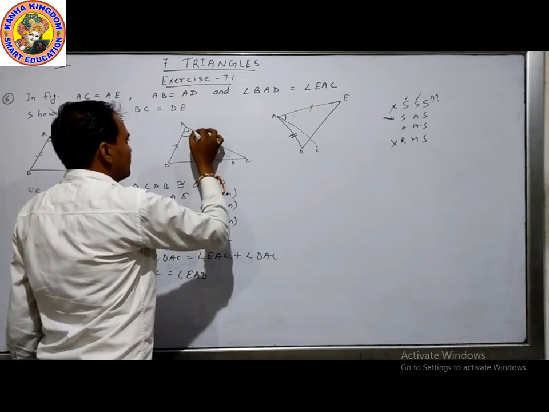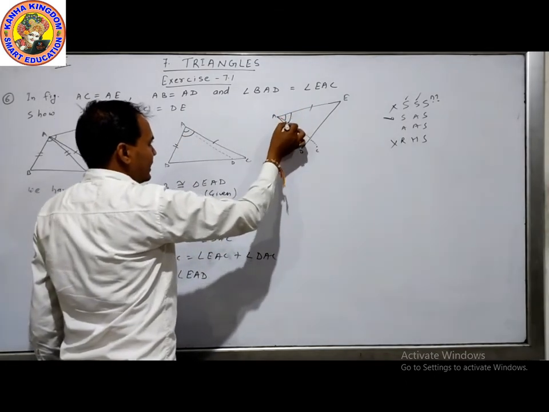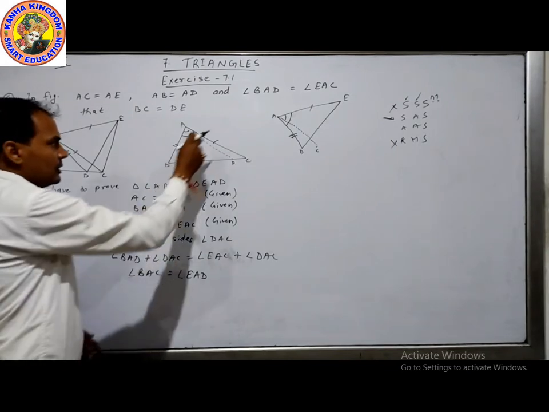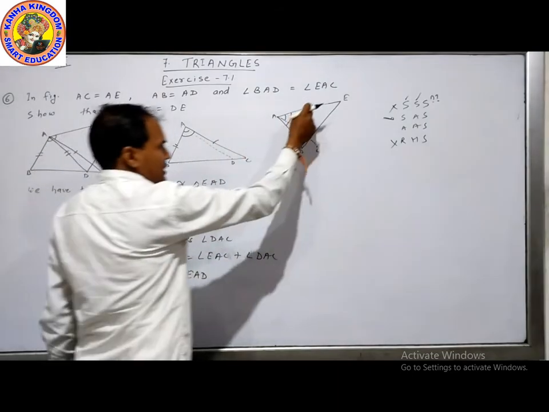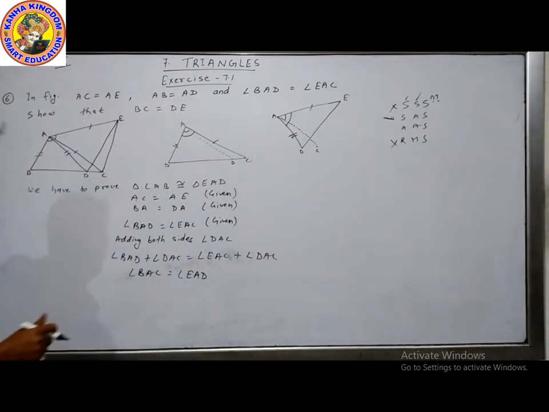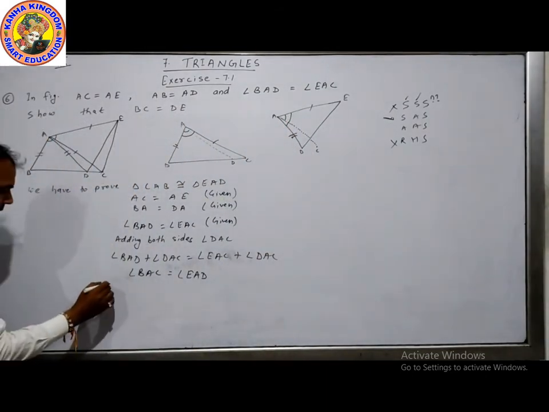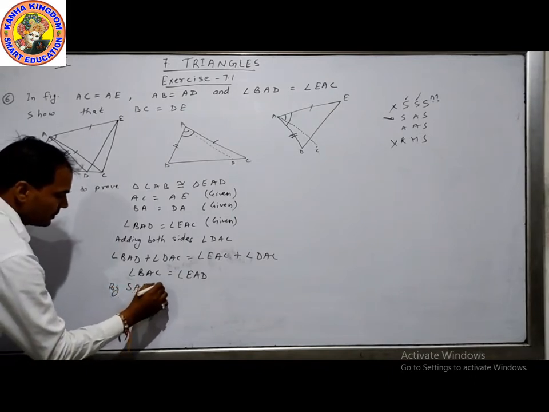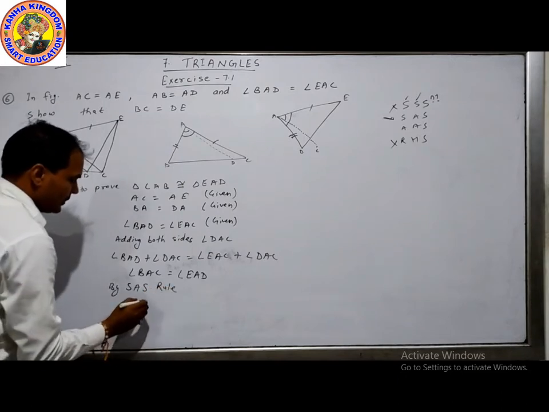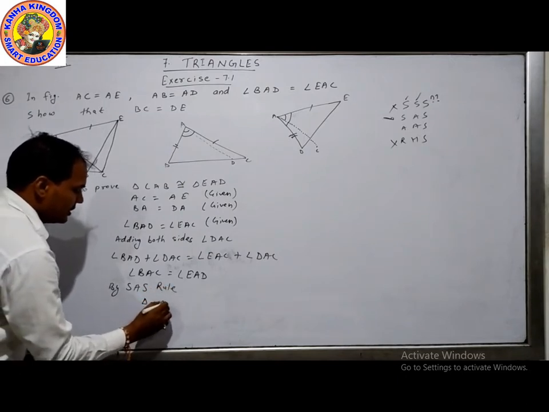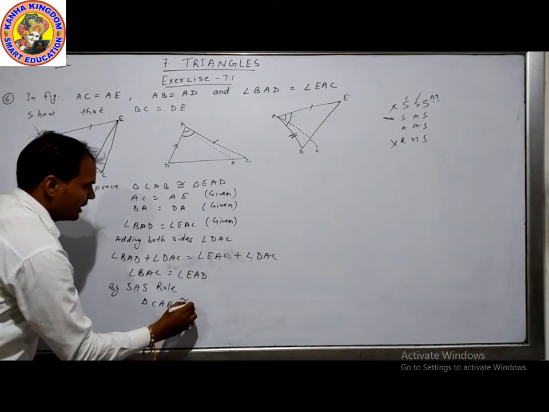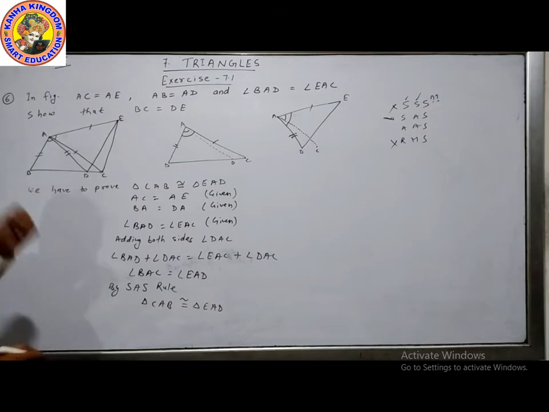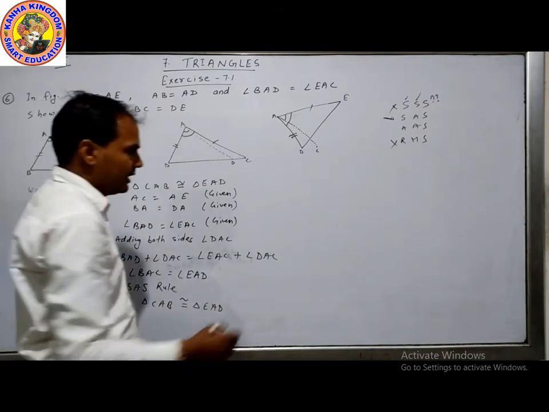Now I draw the complete angle here. These are equal. So by SAS rule, triangle CAB is congruent with triangle EAD.